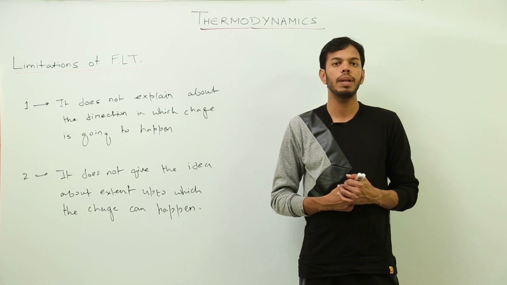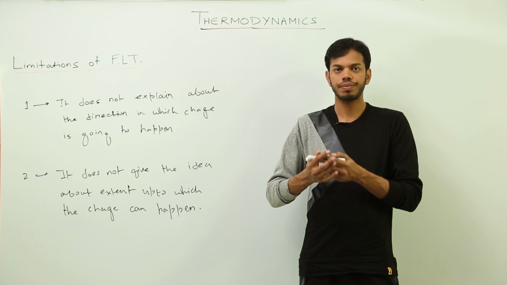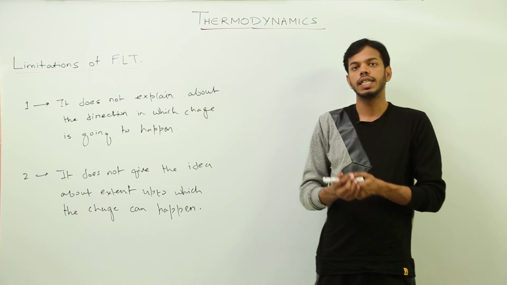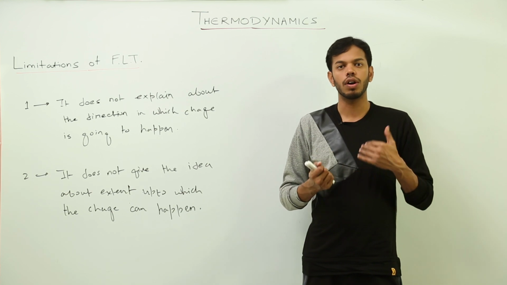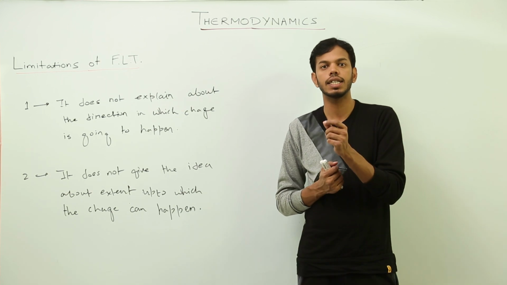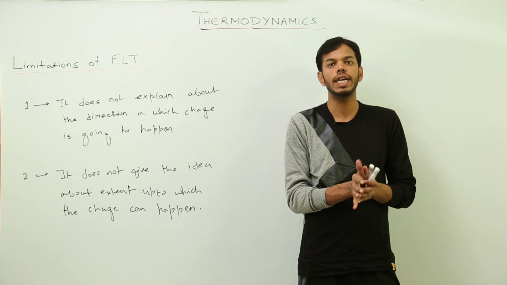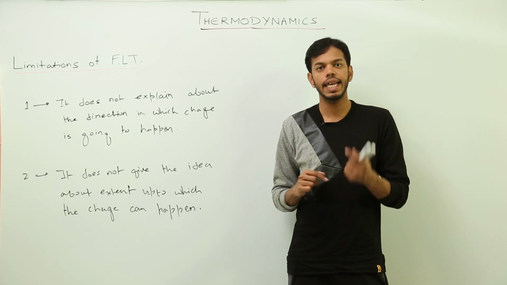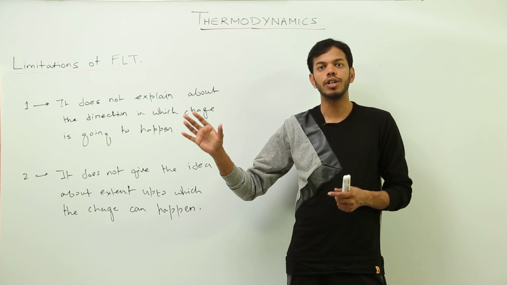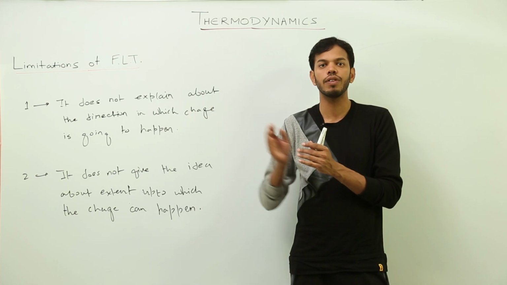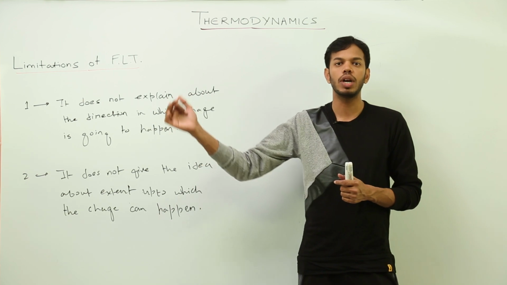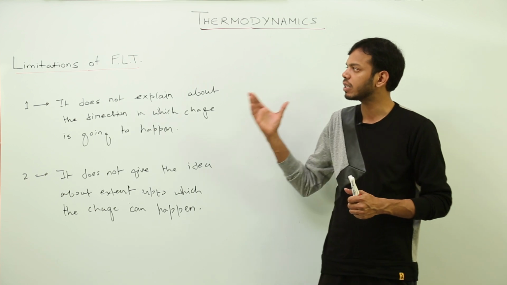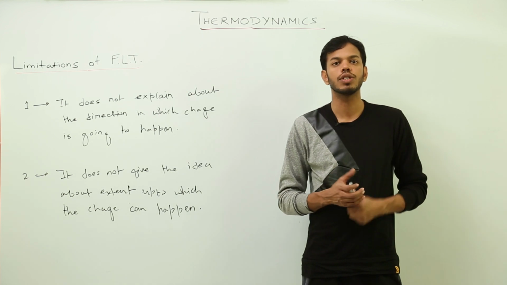Consider this example. I am firing a bullet on any target, let it be a wooden block, and the kinetic energy of the bullet, when fired, strikes the target. So the kinetic energy of the bullet gets converted into heat energy in the block. That is true. But then that heat energy does not again come together to give mechanical energy to the bullet, so that the bullet can fly back, right? So the first law of thermodynamics just cannot explain the direction in which change is going to happen.